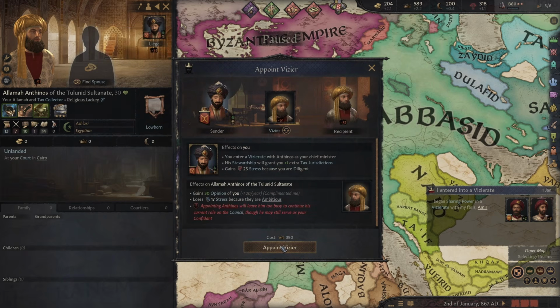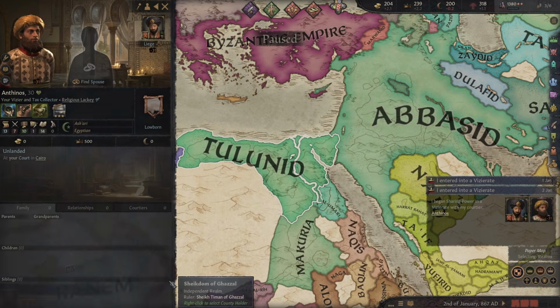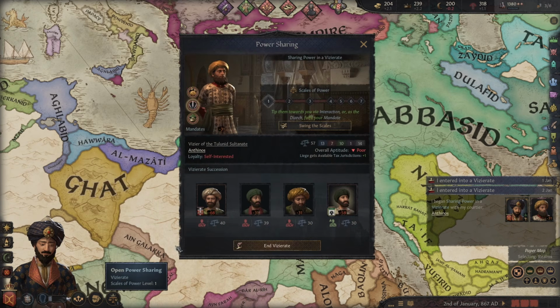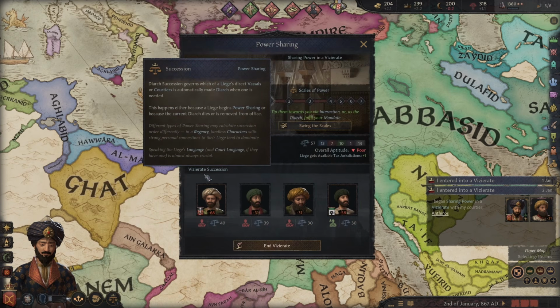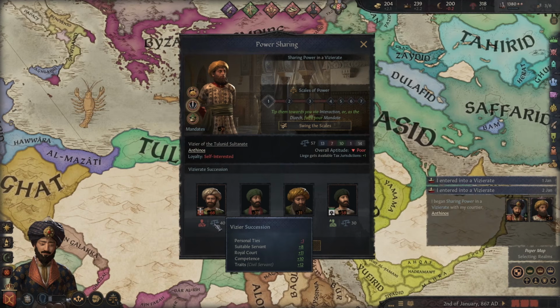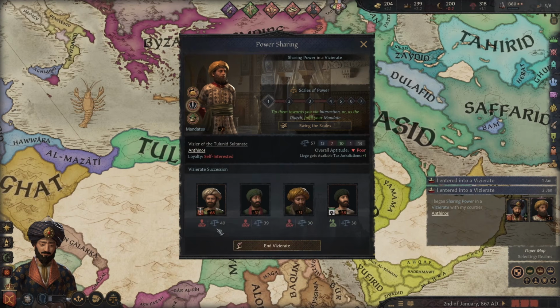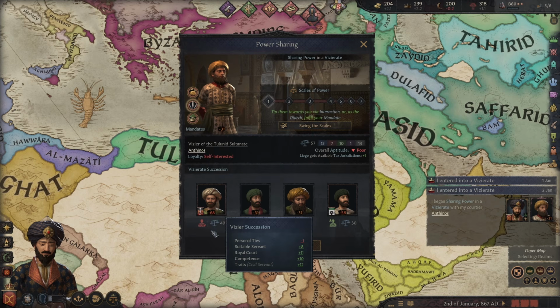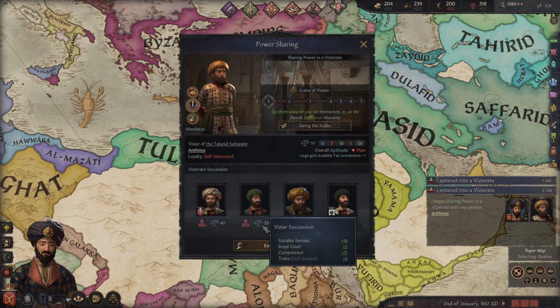The vizier succession score is something that happens in the background, and you don't really need to pay attention to it. It's the equivalent to regency succession. It determines who will replace the current vizier when he dies. A thing to note is that with regular regency succession, the more powerful a character is, the higher the score. While with the vizier succession, a character gets more score if they are lowborn.